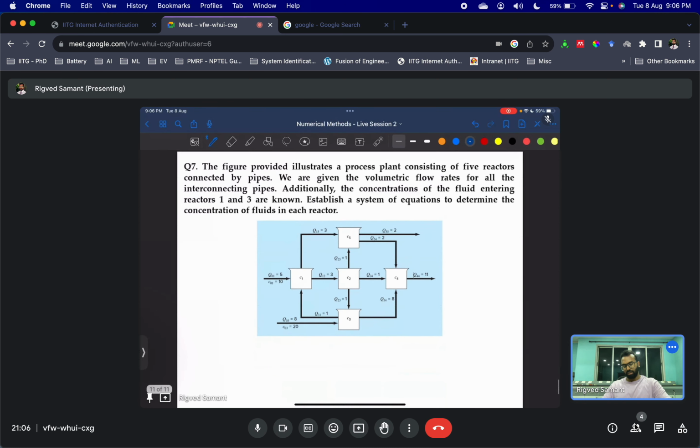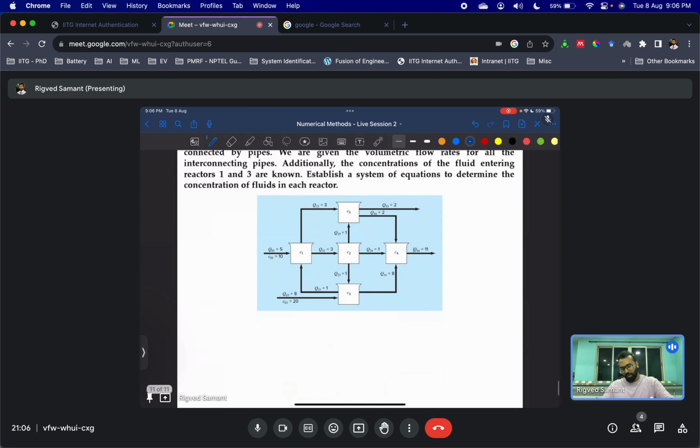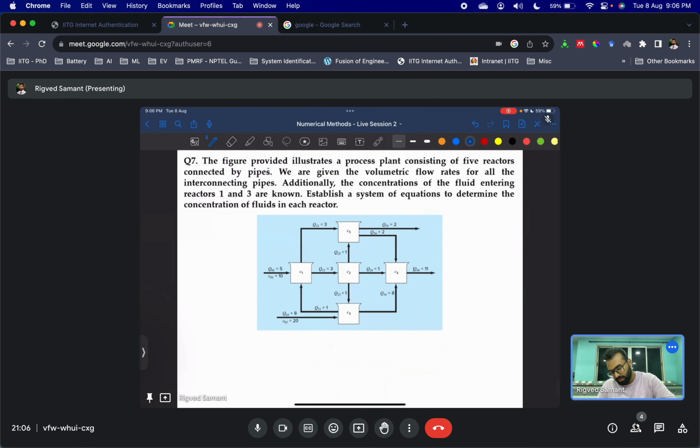So this is nothing but there are some processes. So this is one. The figure provided illustrates a process plant consisting of 5 reactors connected by pipes. We are given the volumetric flow rates of the interconnecting pipes. Additionally, the concentration of each connecting fluid is known. So there are these 5 reactors, 1, 2, 3, 4, 5. Okay, they are connected by pipes.